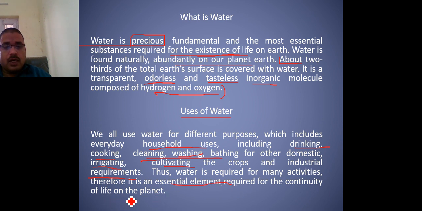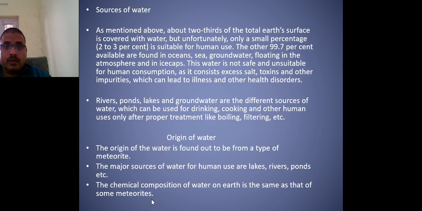Now there are different sources of water. What are the different sources? We are going to talk about where we can get the water from. There are different sources, and these are the points you have to understand. River, ponds, lake, groundwater are the different sources of water which can be used for drinking, cooking, and other human uses only after proper treatment like boiling and filtering.